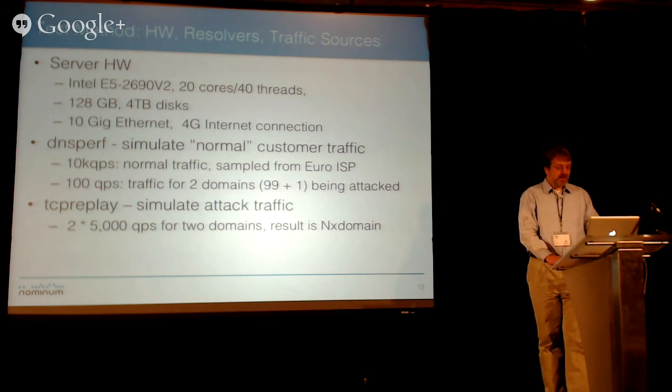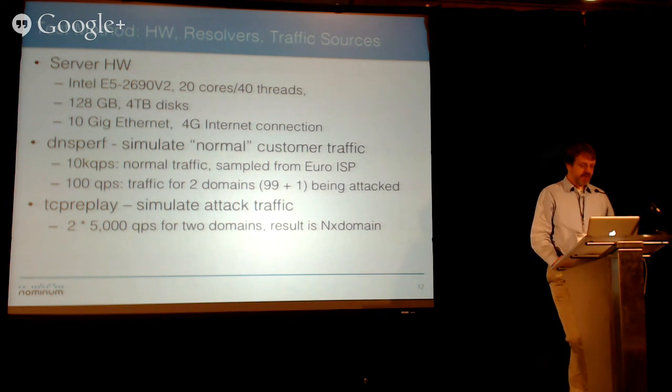And then I used tcpreplay to insert the attacker traffic. The attacker traffic was basically 5,000 QPS for non-existent names, one for the 1 QPS domain and one for the 100 QPS domain. So the total was 20,000 QPS, which, as said, shouldn't be a problem. It wasn't a problem for any of the implementations.